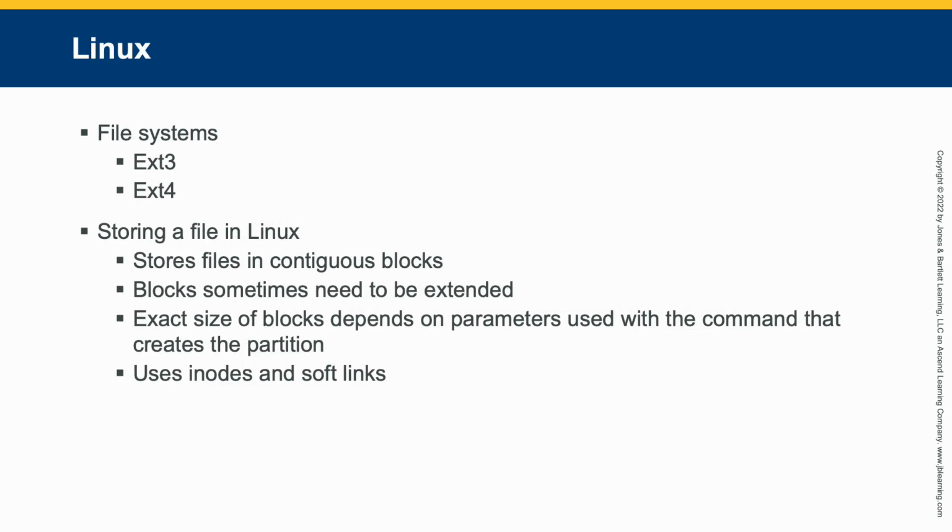Linux has file systems ext3 and ext4. Storing a file in Linux stores the file in contiguous blocks. Blocks sometimes need to be extended. The exact size of blocks depends on parameters used with the command that creates the partition. It uses inodes and soft links.